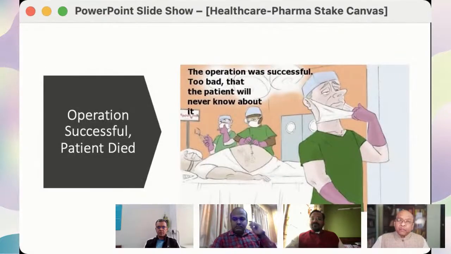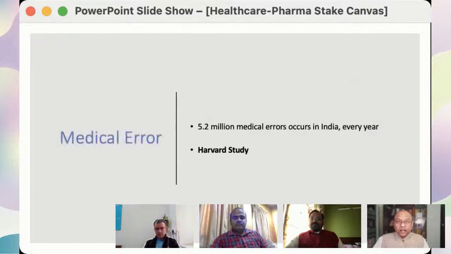In the same way, in the medical field, we often say, or jokingly say, operation successful, patient died. In other words, this cartoon says the operation was successful, but sadly the patient will never know about it. This is all about human error happening in medical practice, and I'm not saying it without data. This Harvard study says that 5.2 million medical errors occur in India every year.